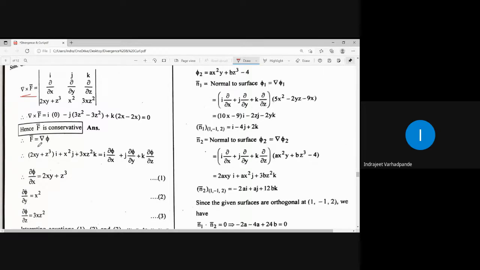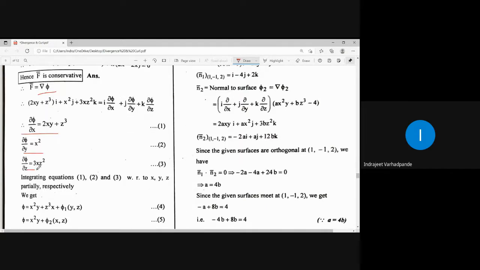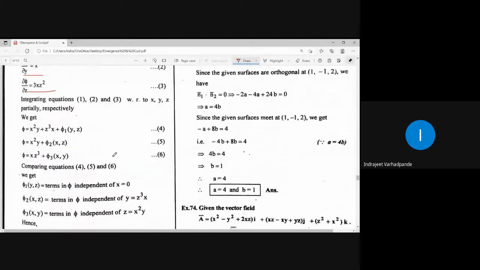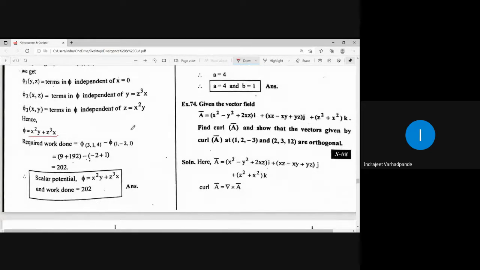So F bar equals grad phi. Equate it with i times del phi by del x, j times del phi by del y, plus k times del phi by del z. You get del phi by del x, del phi by del y, del phi by del z. Integrate equations 1, 2 and 3 with respect to x, y and z respectively. Get the cumulative phi. So phi is now expressed as x square y plus z cube x.